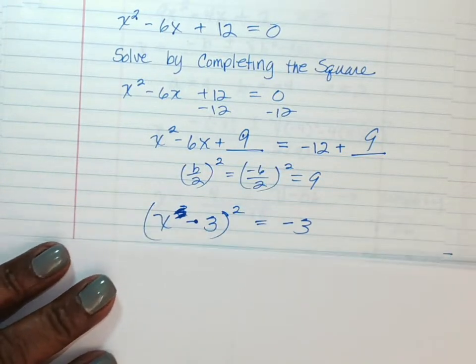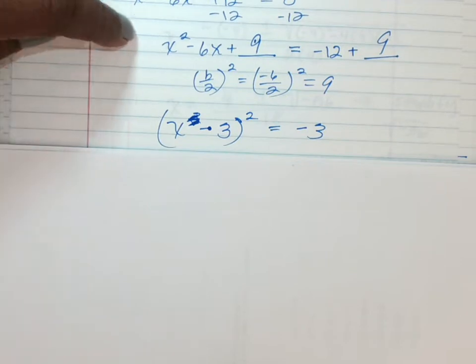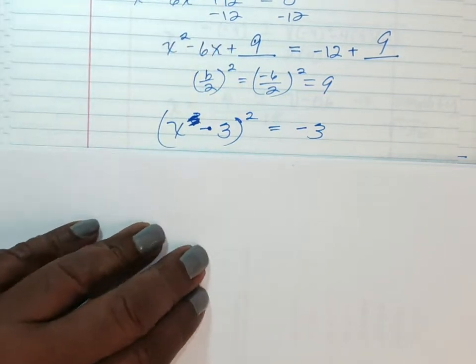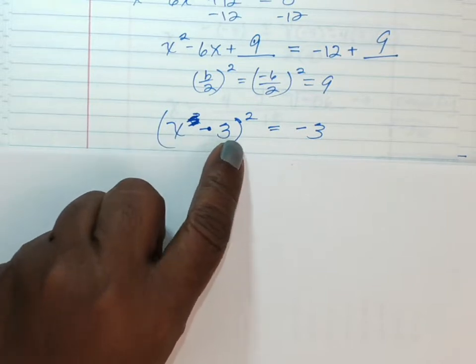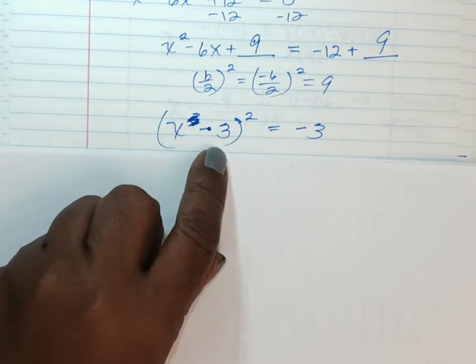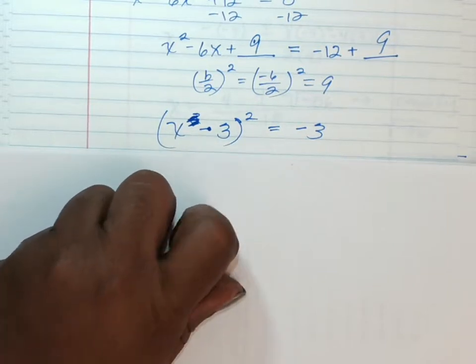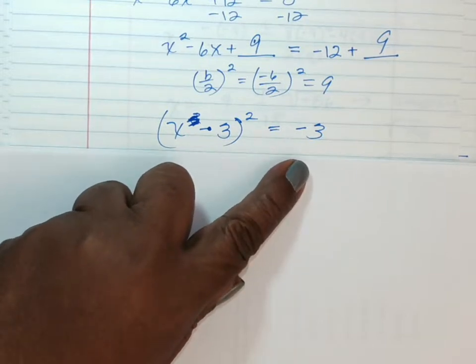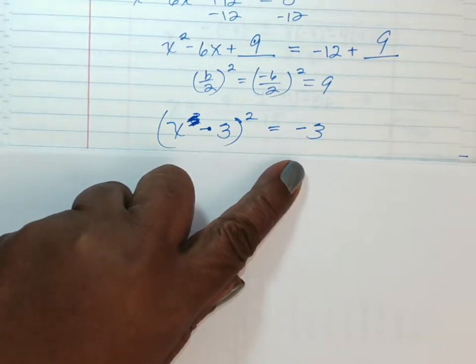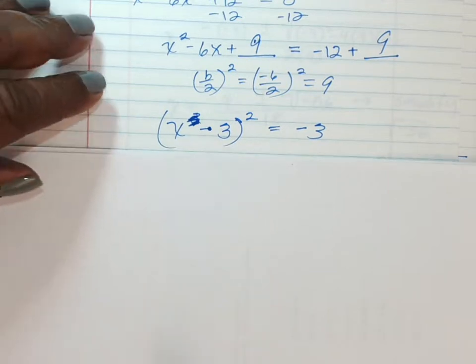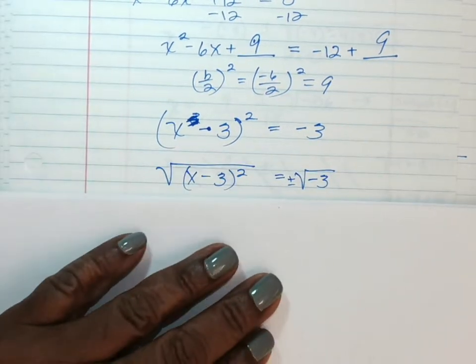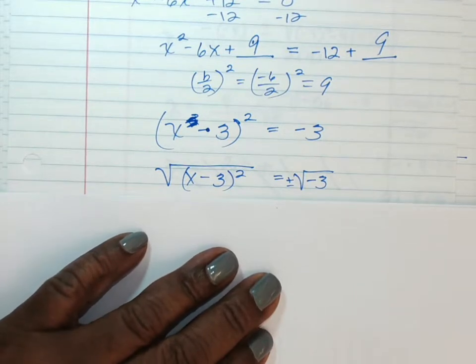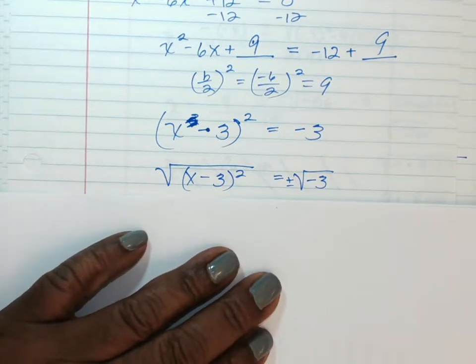Next, I'm going to rewrite this side of the equation as a perfect square trinomial. So it's x minus half of b, so it's x minus 3 squared. And I'm going to combine like terms on this side. So I end up with x minus 3 squared is equal to -3. As you know, my next step is to take the square root of both sides, which gives me the square root of a negative number.